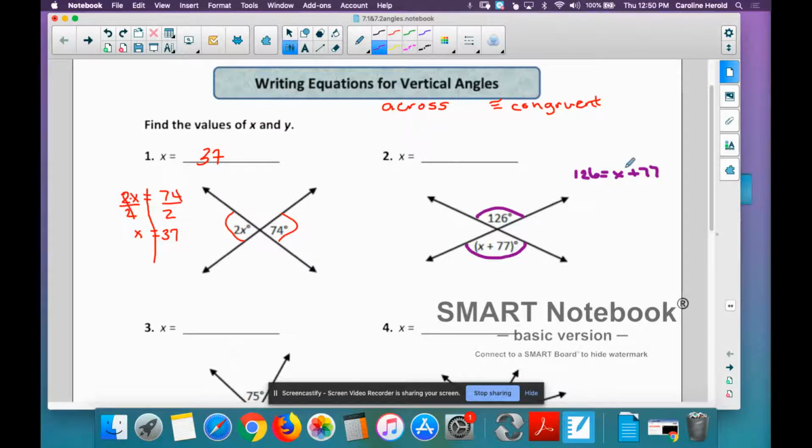Now this time, the variable is on the other side of the equal sign, but it's also being added to. How do you undo addition? Go ahead, James. That's right, you subtract. So I'm going to subtract that 77 from both sides of the equation. Now what's going to happen here is that becomes a zero pair, so that kind of just goes away, and I'm left with an x over here. And 126 minus 77, you got it? That's right, Alyssa, 49. So x is 49 in this problem. All right, let's keep going.